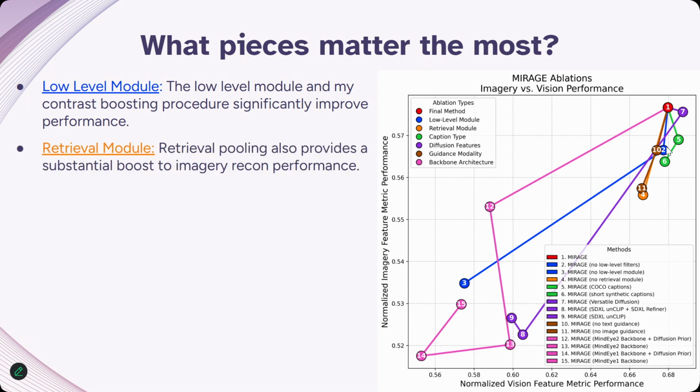Looking at other things, that retrieval module that we mentioned that generates a set of candidates and then picks the best one. We can see from the orange dot, which is a little hard to see here, this number 4, that's a pretty big boost in our performance.